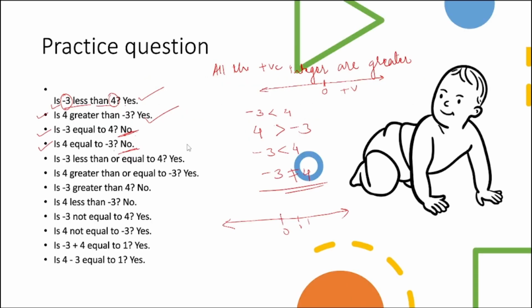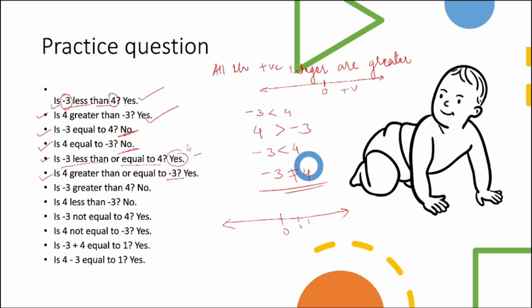Okay, next question: is minus 3 less than or equal to 4? Minus 3 is less than 4, but not equal to it, so it is half true and half false, so we can't say yes. Is 4 greater than or equal to minus 3? Yes, it is greater than but not equal to minus 3.